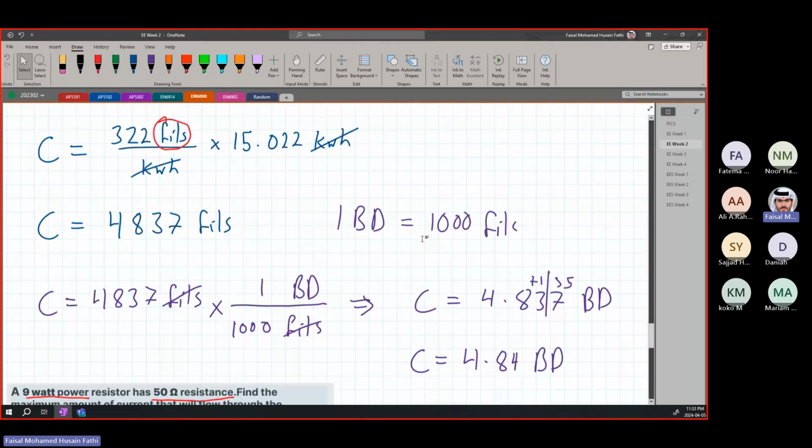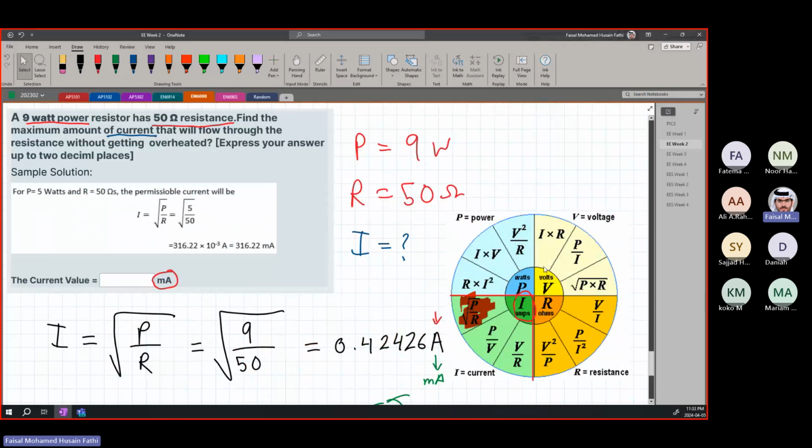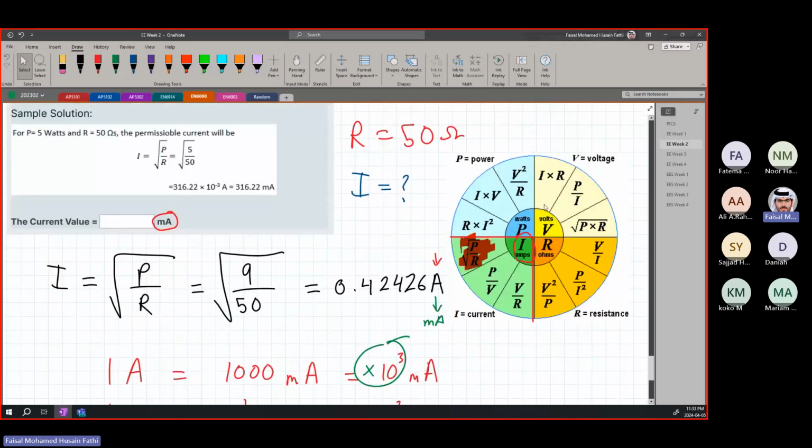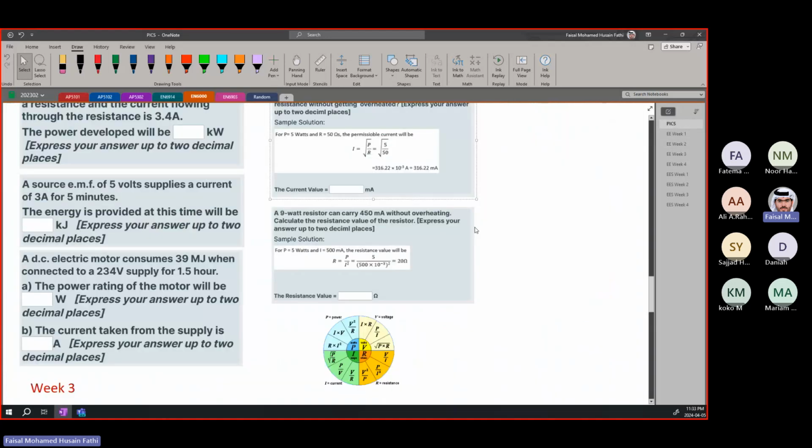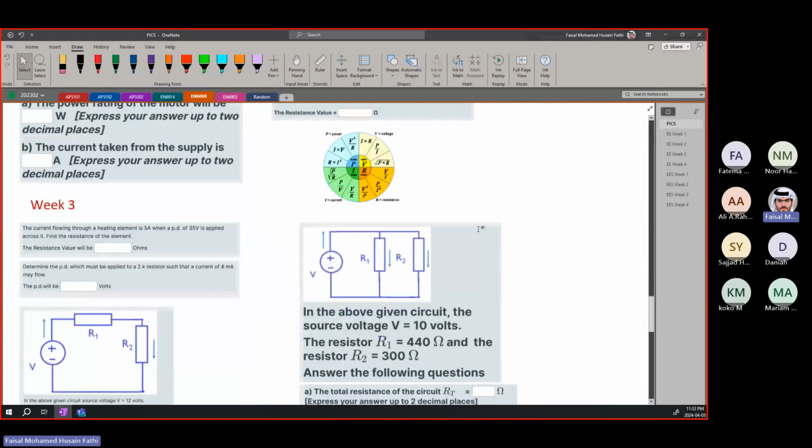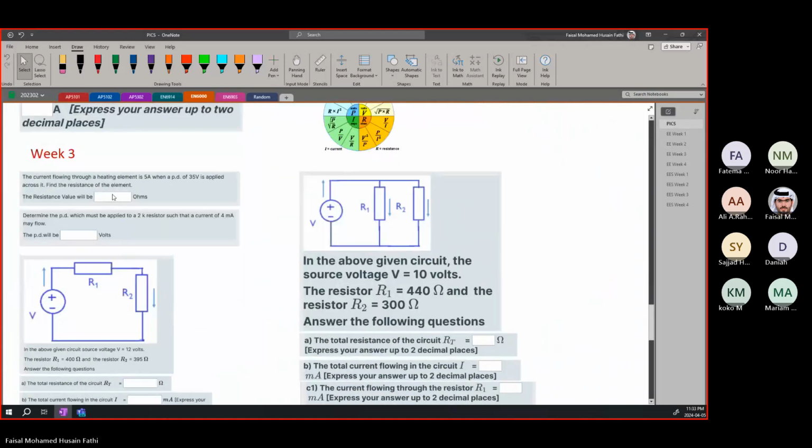This is all of week 2. It's very straightforward. It's just knowing how to use your power equations and V equals IR. Anyone has any questions about this so far? I think it's pretty direct. So if you have any questions, let me know. Come on.